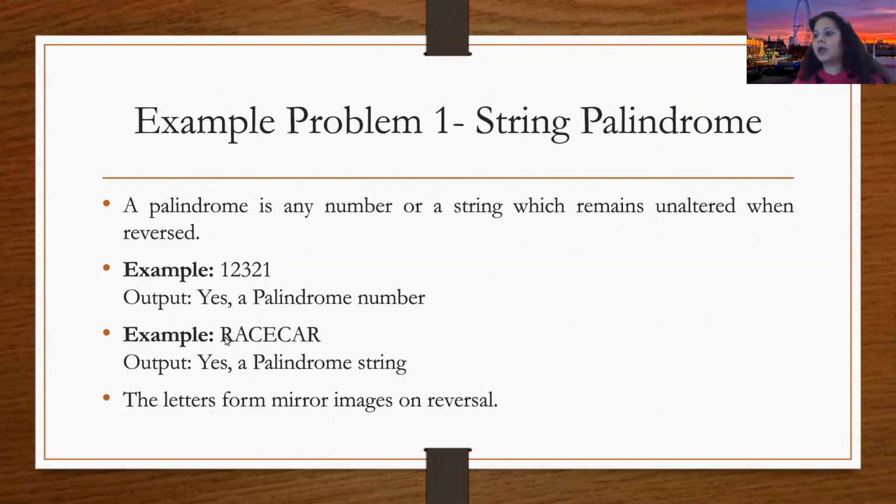Similarly, racecar. If you read it from the front, it is RACECAR. And if you read it from the back, it is again the same. So essentially, if you look at the structure here, this is any kind of string which is a mirror image of itself when you reverse it. So essentially the string and its reverse are both equal. So how do we determine if this is a palindrome or not?